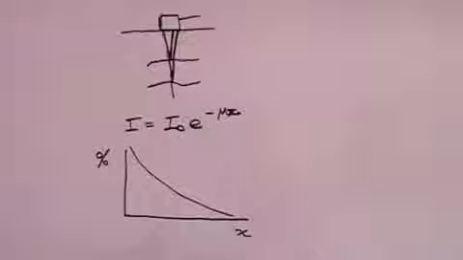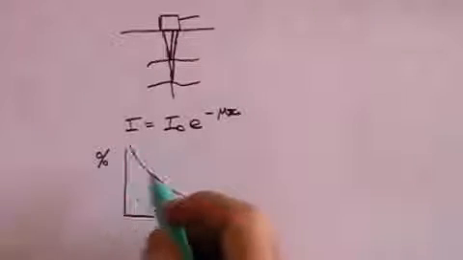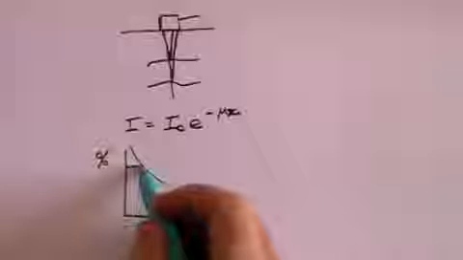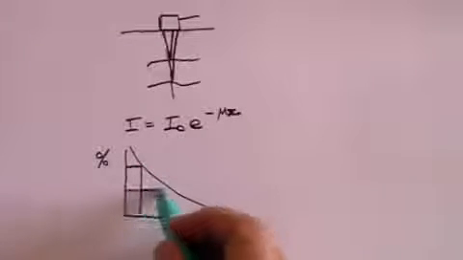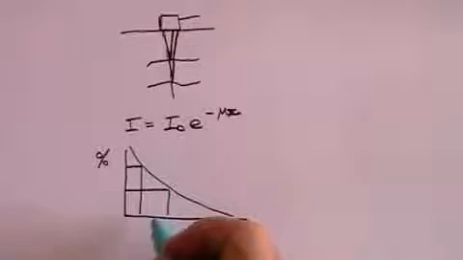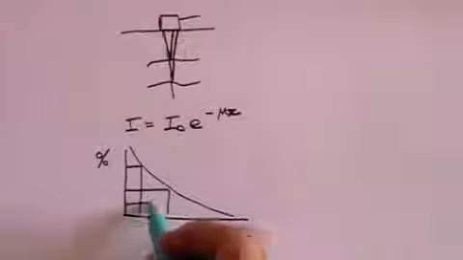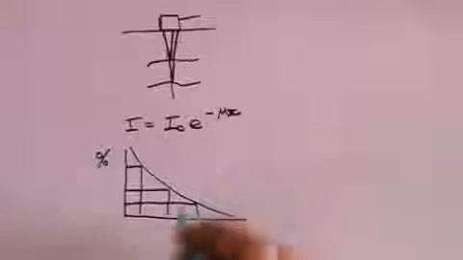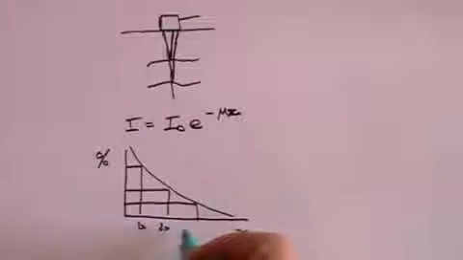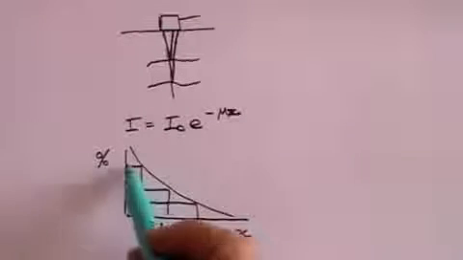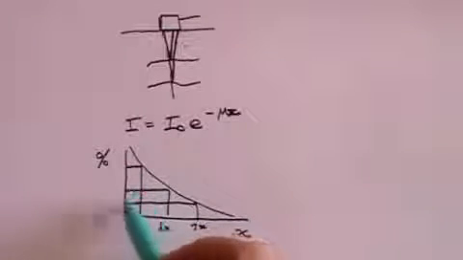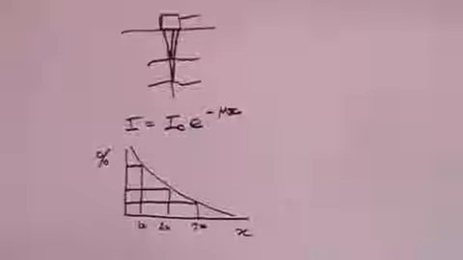It's an exponential decay. And rather like nuclear decay, it has a half-life. So in other words, after the half-life, you have half of what you had before. In each case, this is 1x, 2x, 3x. And in each case, the amount that you have left is half what you had before.